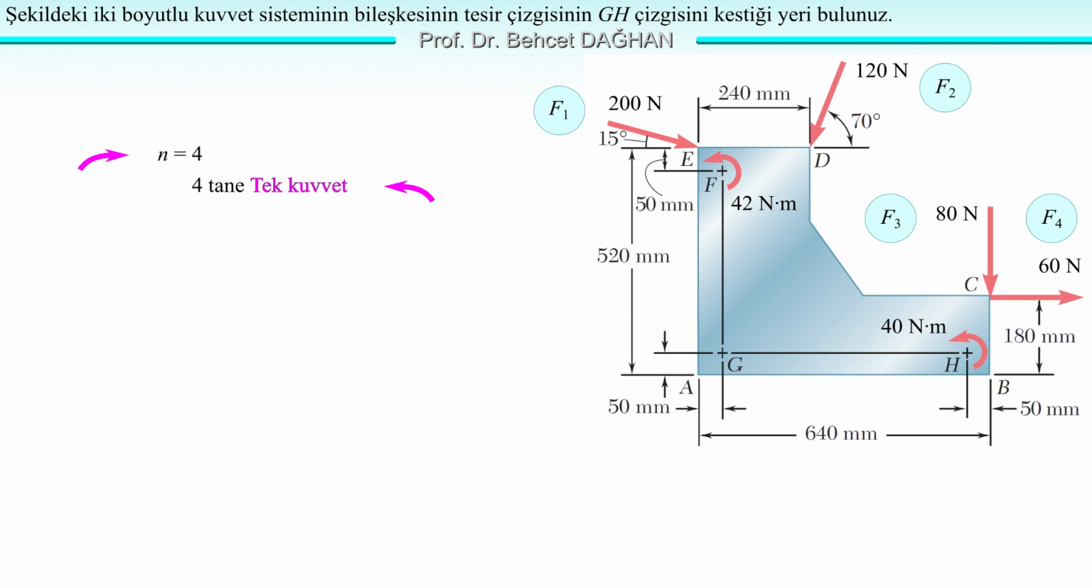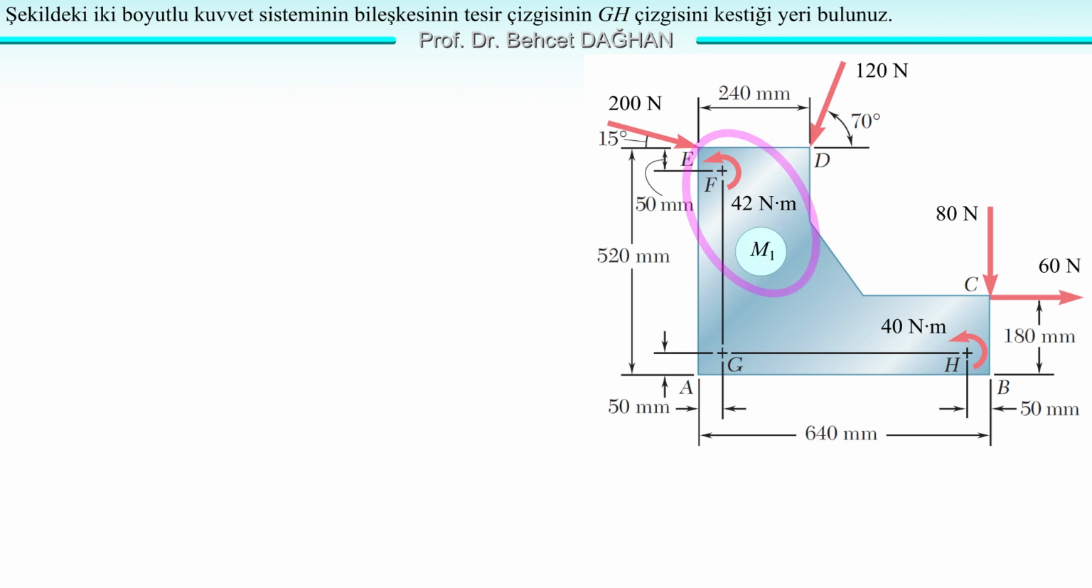The number of single forces is 4. Let's say N equals 4. There are 4 single forces. Of course, there are also force couples. 2 are given. Let's call the force couple with a moment of 42 Newton meters, M1. Let's call the force couple with a moment of 40 Newton meters, M2. The number of couples is also 2. M equals 2. There are 2 couples.